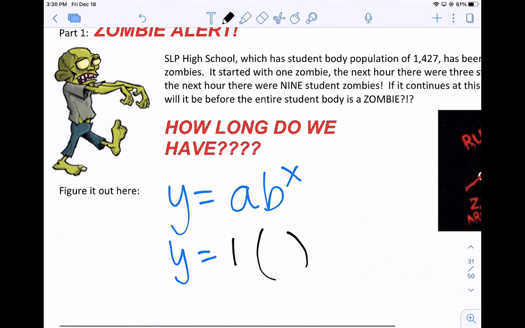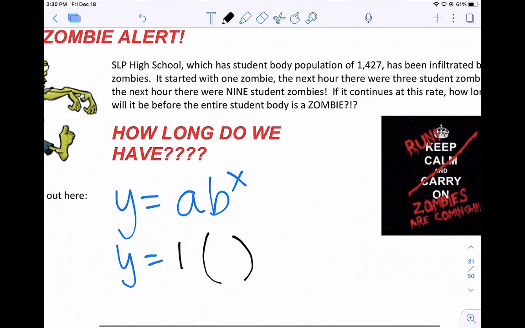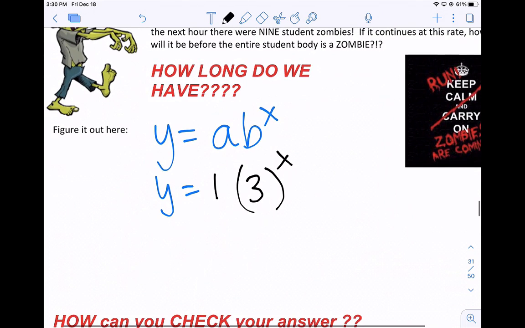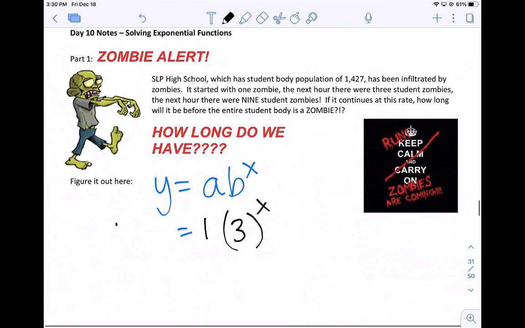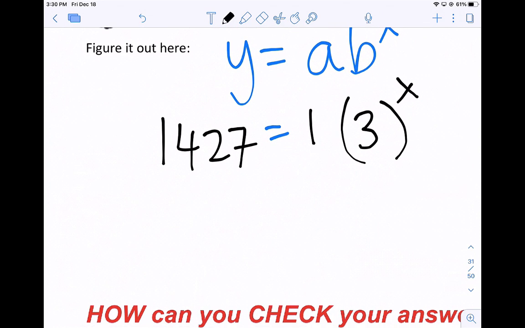And we know that it's tripling every hour. 1 times 3 is 3, 3 times 3 is 9, and so on. So it's tripling every hour. So here's a function that could stand for the situation. And we also know that the student body population is 1,427. So we can make this equation.